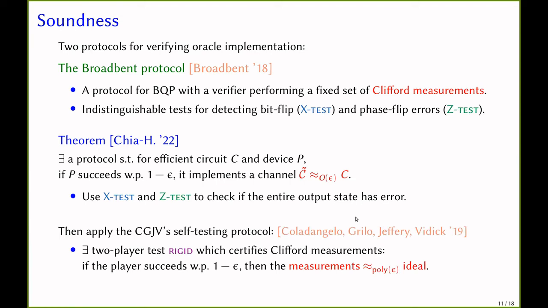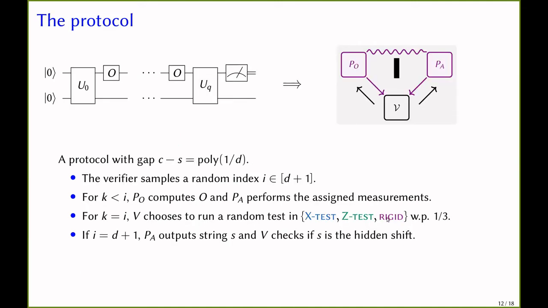And then to achieve purely classical verification, we must delegate the K-frame measurement to an untrusted quantum prover. To get this, we apply the self-testing protocol by Coladangelo, Grilo, Jeffery, and Vidick. They show that there exists a two-player test called rigidity, which certifies the preferred measurements. Putting these ingredients together, we give the following protocol.